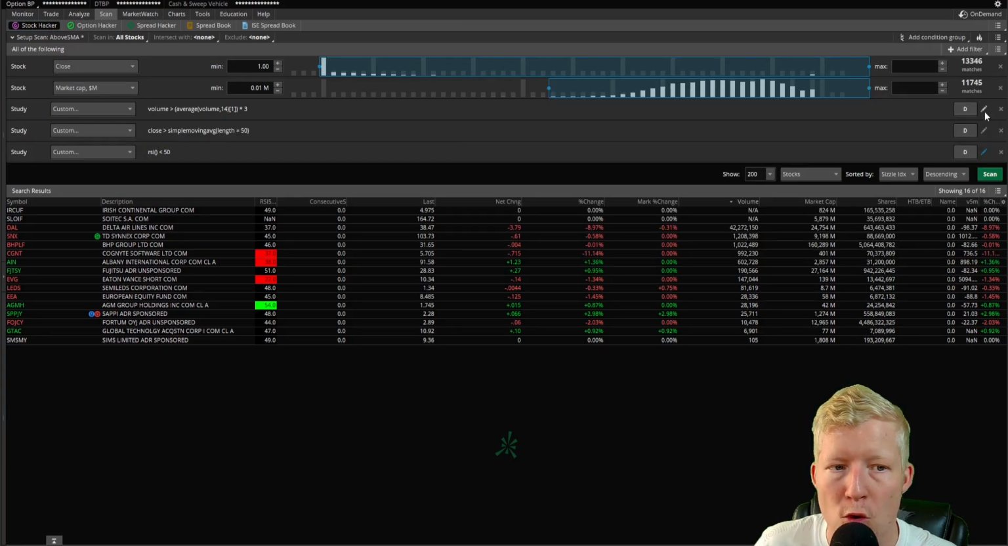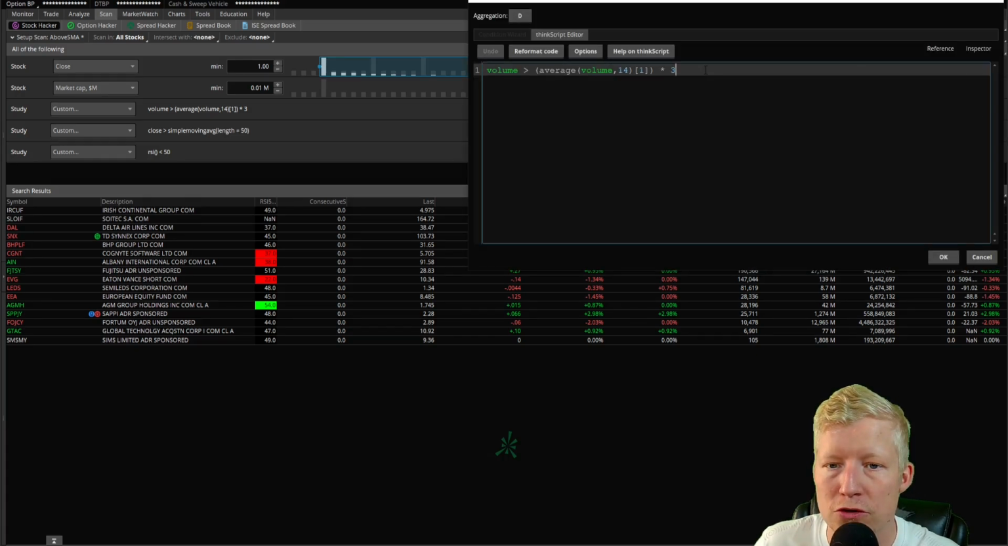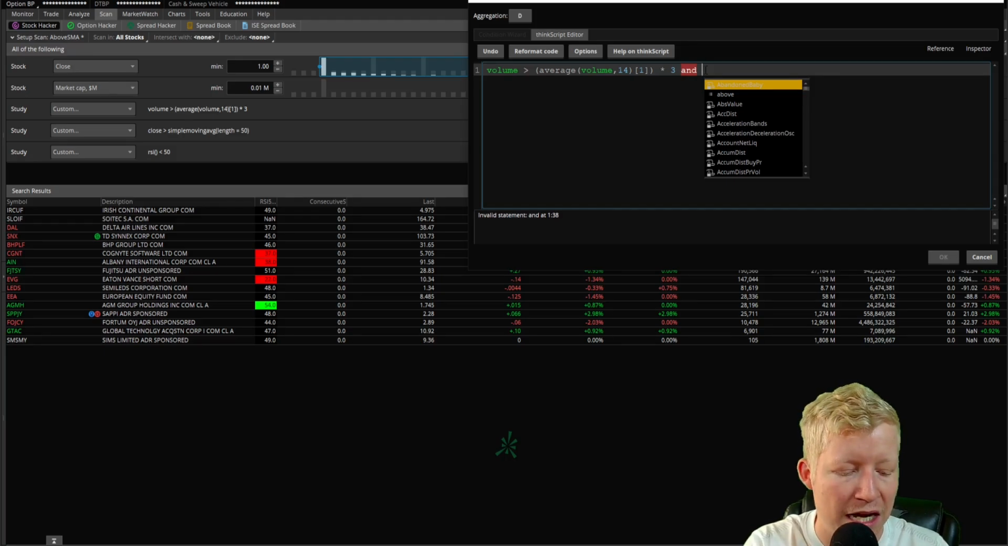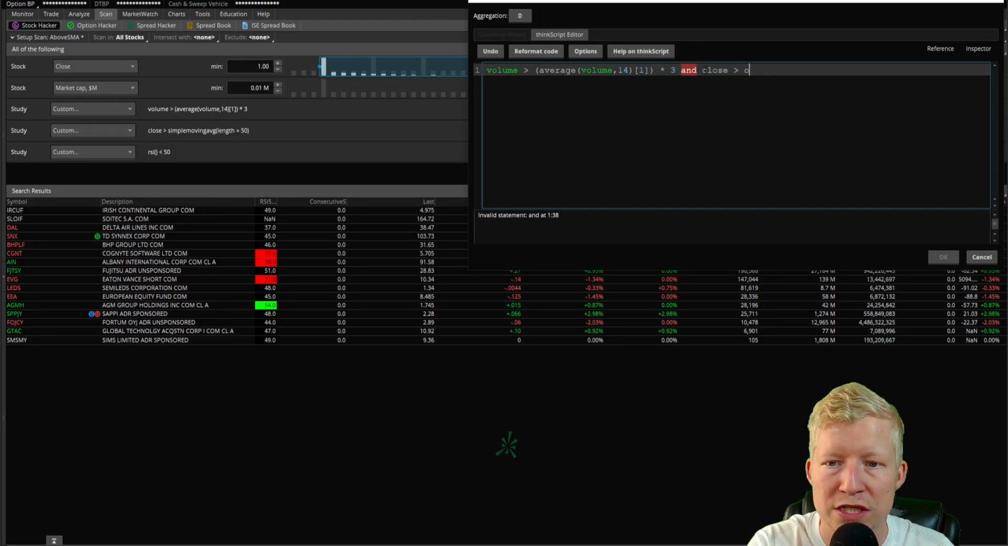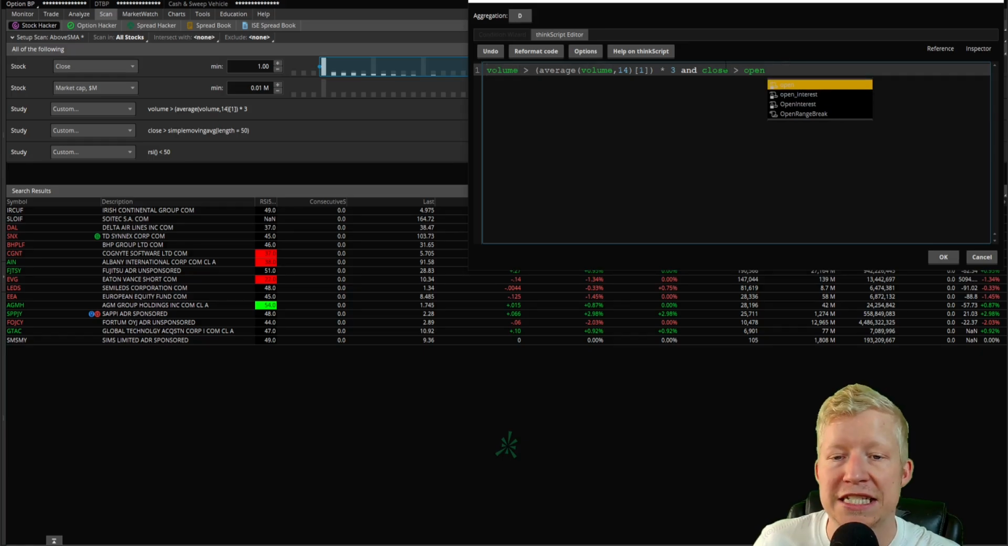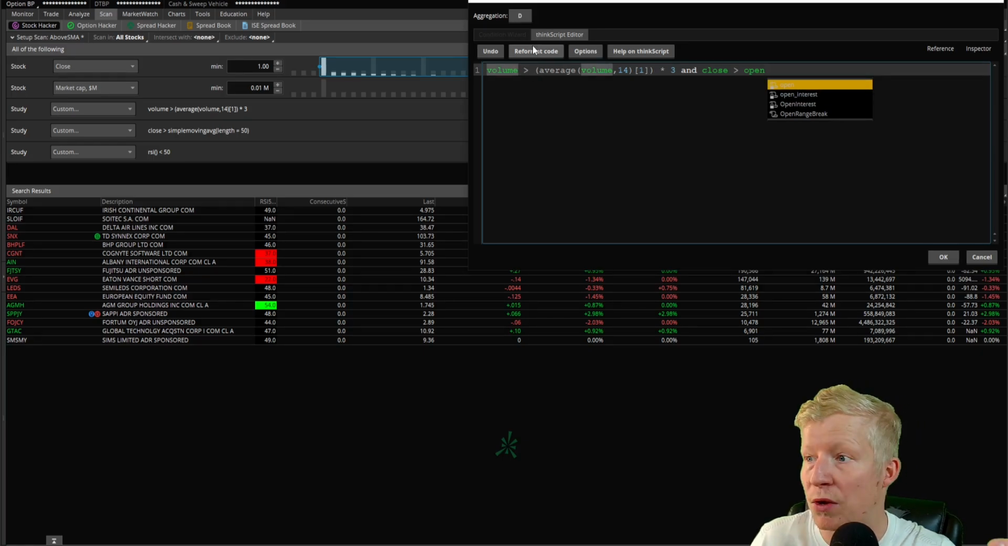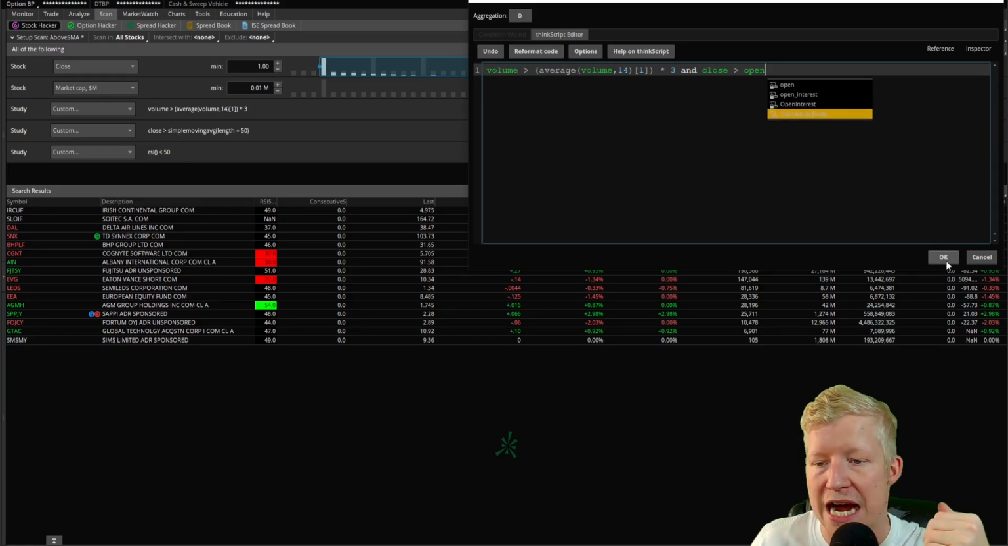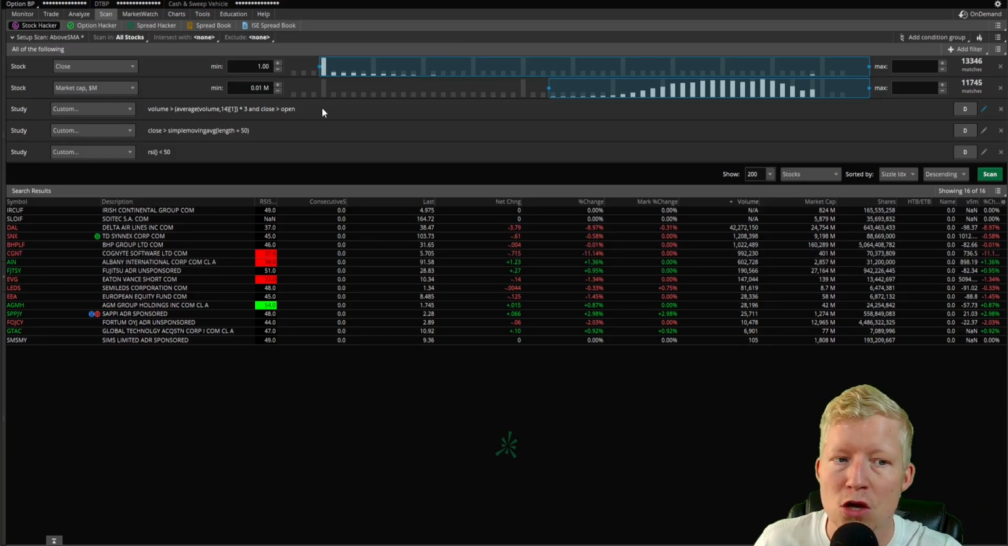So I'm going to add one more thing. On this volume, I'm going to also add an and. We're going to use an and condition here. The close is greater than the open. So this is now returning only stocks with heavy green volume. So those stocks that are selling off really hard today won't be returned.